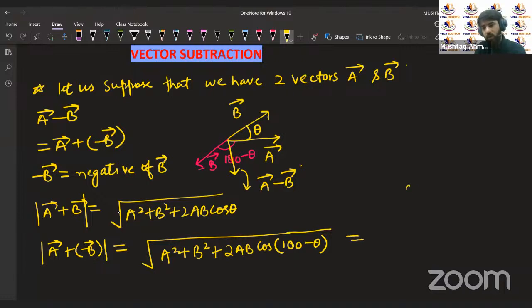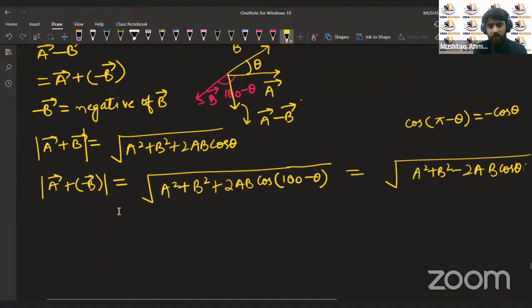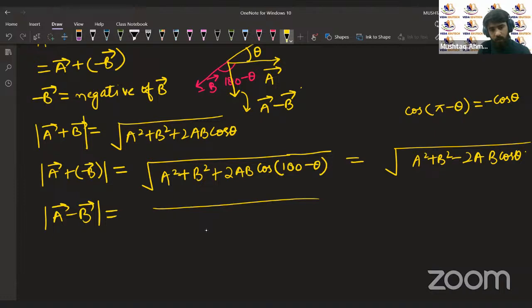So cos of pi minus theta is minus cos theta. So it will be A square plus B square minus 2AB cos of theta. So the magnitude of A minus B, the mod of A minus B, is equal to under root of A square plus B square minus twice AB cos of theta.